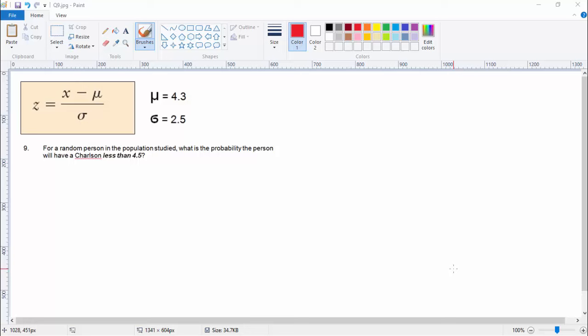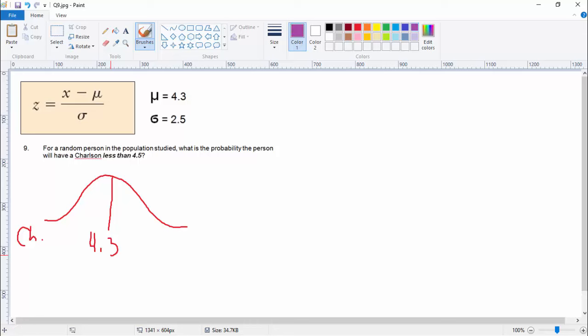So for a random person in the population studied, what is the probability the person will have a Charleston of less than 4.5? So let's draw a little picture. We start with the normal curve, right? And then we draw a line down the middle. And then we'll make this C for Charleston, right? And then we know in the middle it's going to be 4.3. Now we're all set up. Okay, now we get to the question.